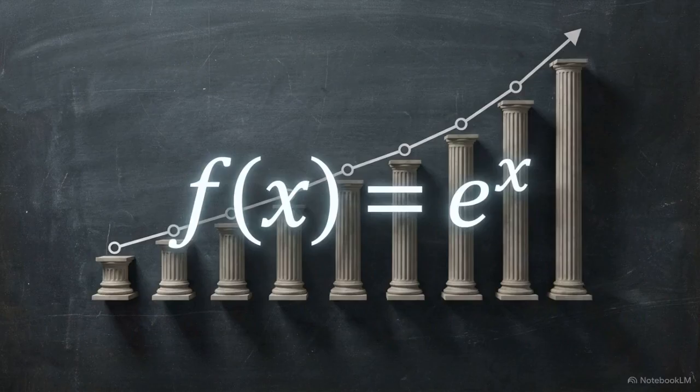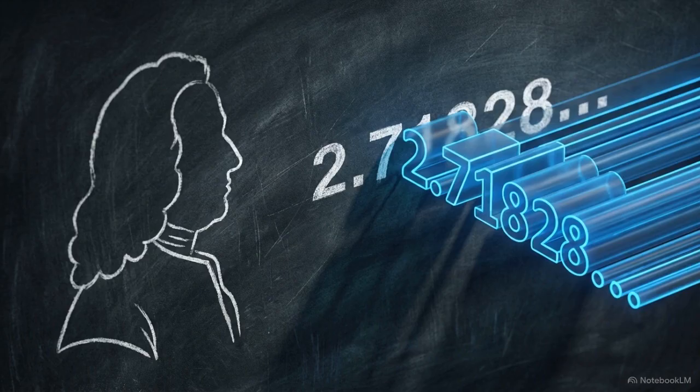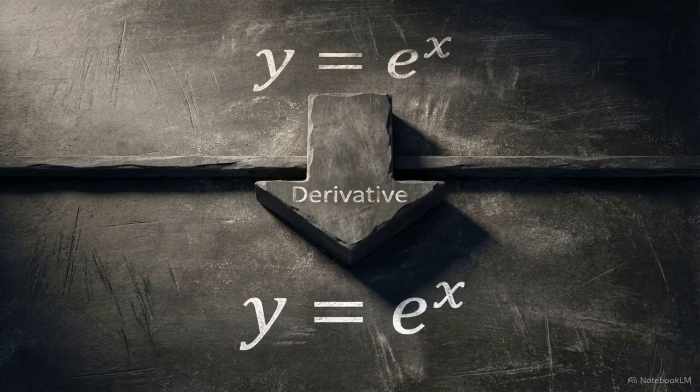We begin with the first foundational component of our advanced models, the natural exponential function, written as e to the power of x. The letter e represents Euler's number, a constant approximately equal to 2.718 that naturally models continuous growth. The exponential function has a primary, unique property in calculus. It differentiates perfectly to itself.